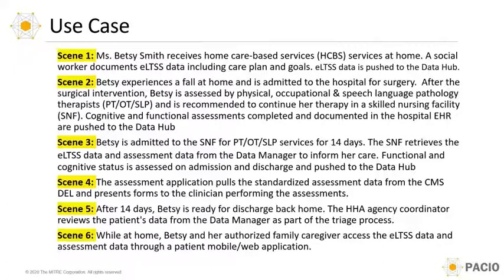Scene 5 is when the patient is ready for discharge back home. So she goes back home. It's recommended that she continues her home and community-based services, but also that she receives home health care through a home health care agency. We have a home health agency coordinator reviewing the patient's data from the data manager as part of the triage process.